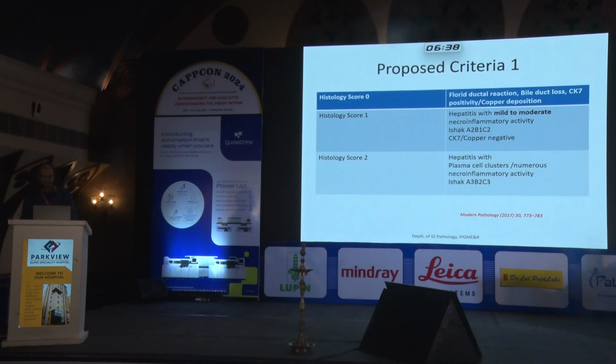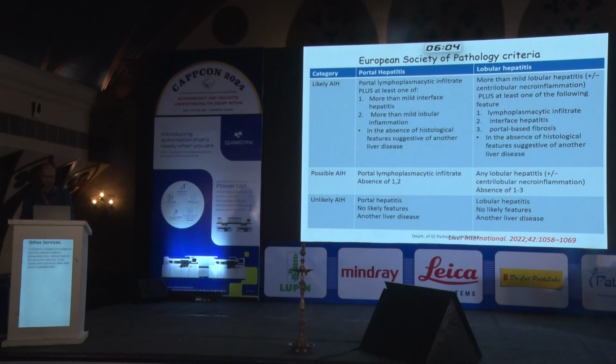So newer proposed scoring systems have been developed. This is one from the US, from Balitzer et al. It mainly differentiates from PBC. And they have given a score of 0 if there is a florid duct reaction, bile duct loss, and CK7 positivity. And if there is mild inflammation in the lobule with mild necrosis, then it's histology 1. And if moderate or severe is present, the histology score is next.